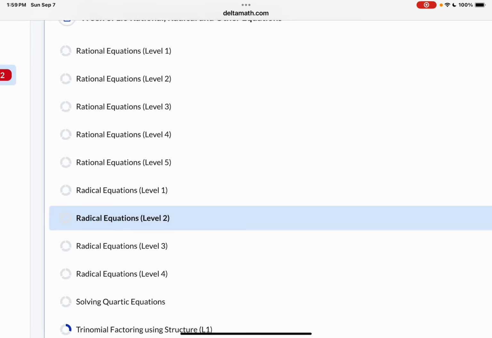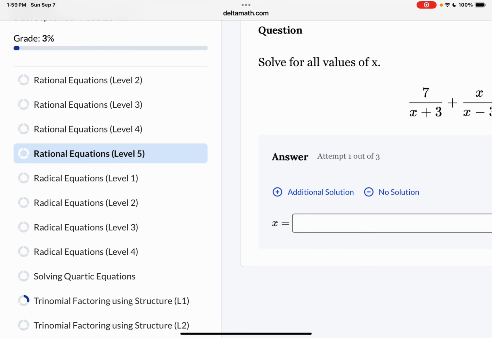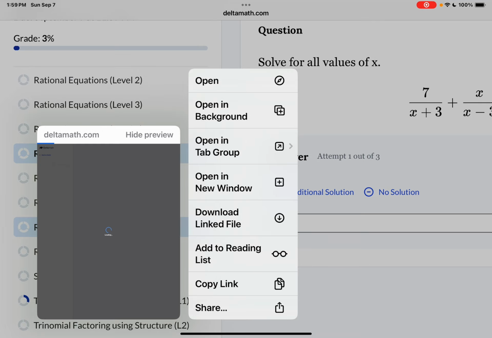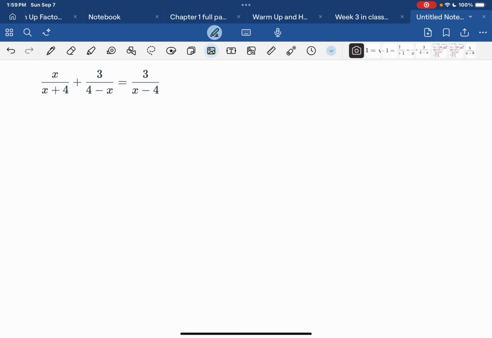I am going to be working out one from rational level 4, rational level 5, radical level 3, and radical level 4. I've already copied them, right there, into my GoodNotes file.